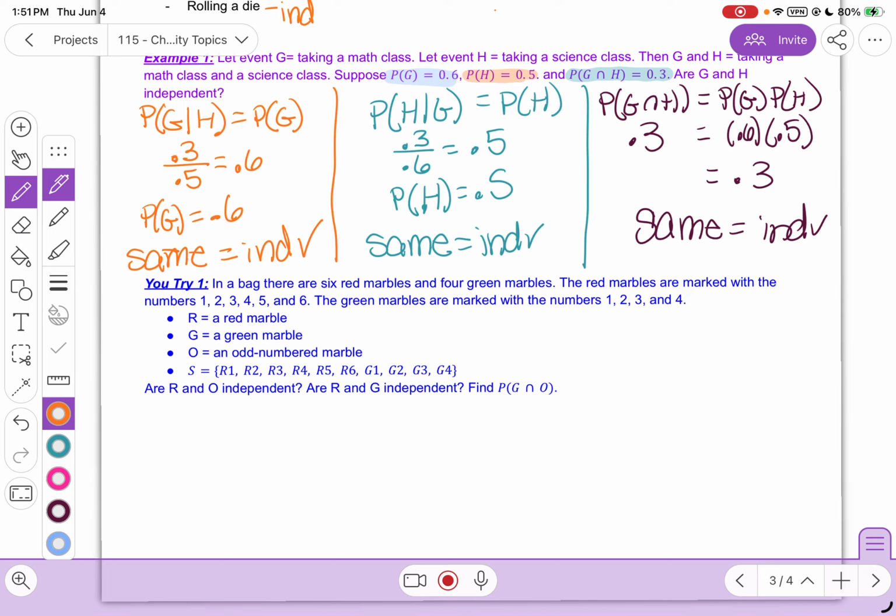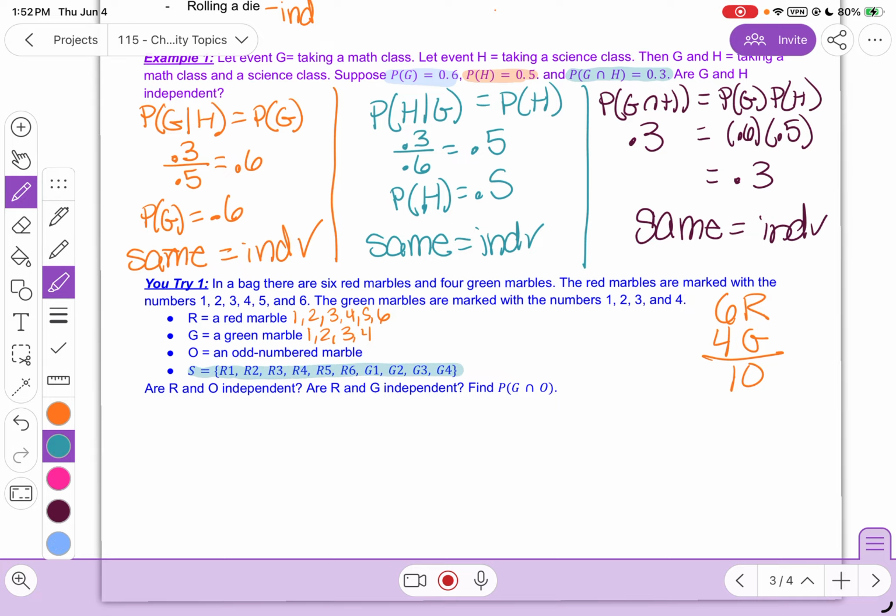Okay. In a bag, there are 6 red marbles, 4 green marbles. So there's 10 marbles total. The red marbles are marked 1, 2, 3, 4, 5, 6. The green marbles are marked 1, 2, 3, 4. O is an odd number marble. Okay, there's the sample set right there. Are R and O independent? Are R and G independent? Find the probability of G and O.